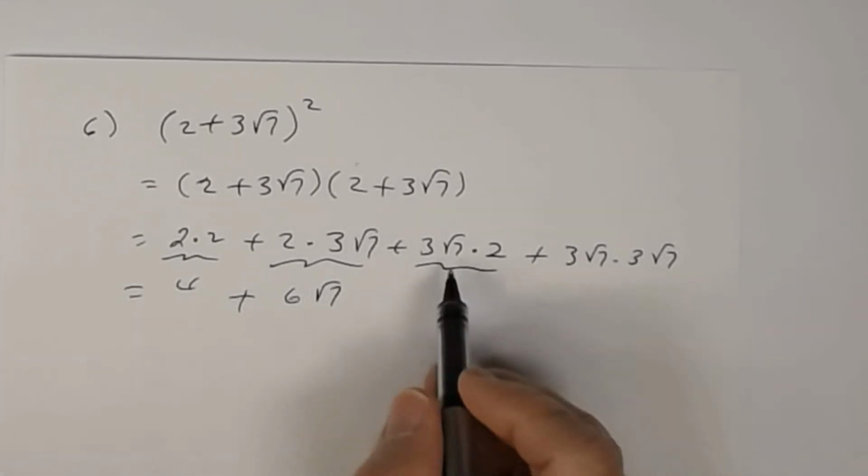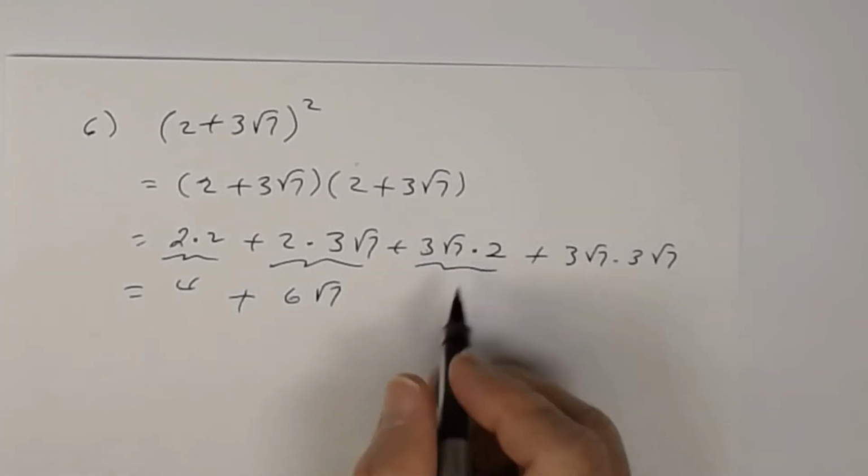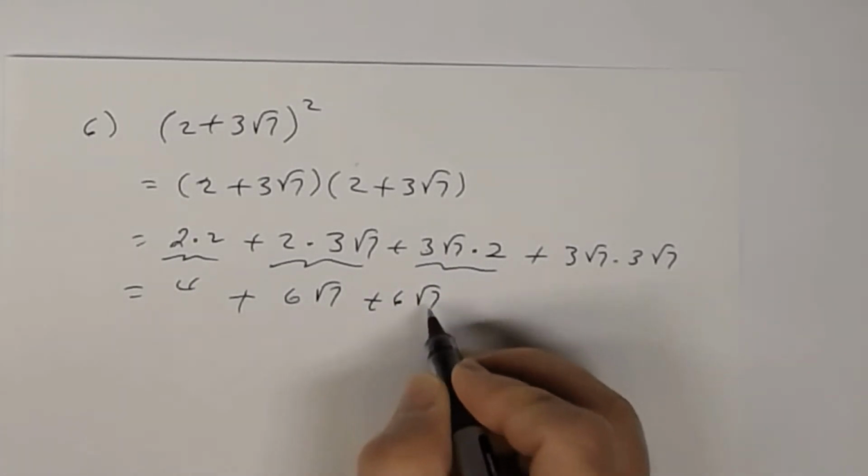This part is easy as well. 3 times 2 is 6. I get 6 square root of 7. And I want to remind you something.